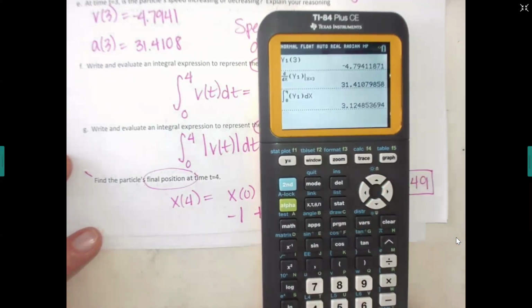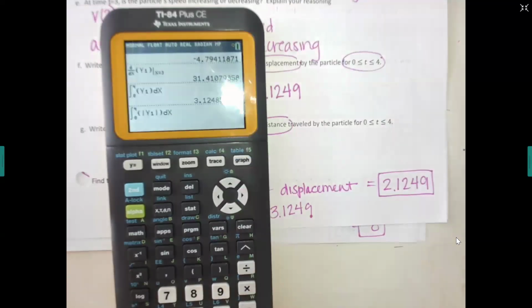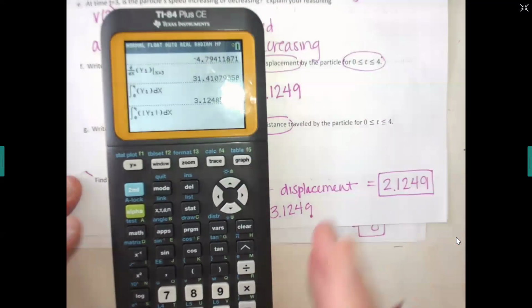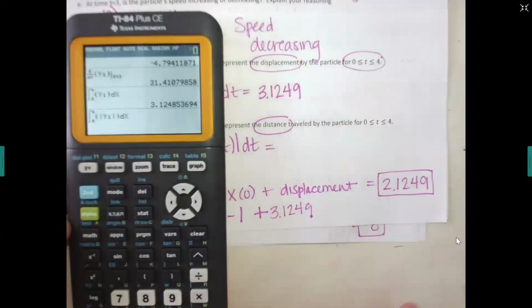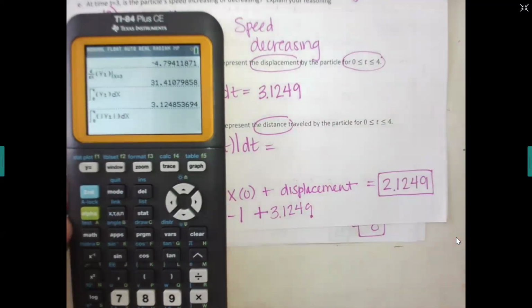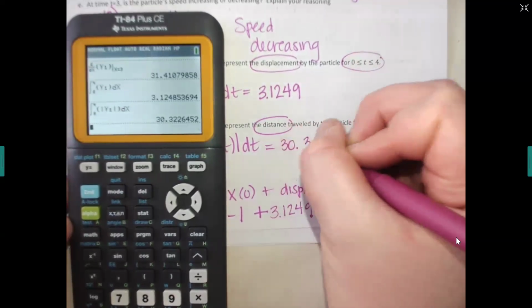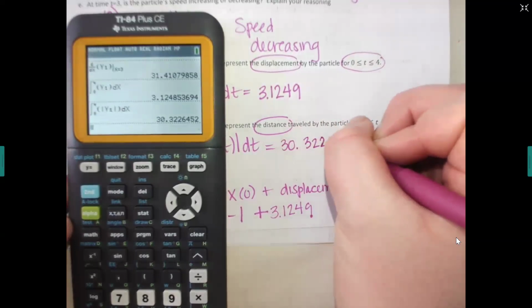So the total distance traveled by the particle is actually something. Yeah, it just takes forever because it's having to recalculate over. 30.3226.